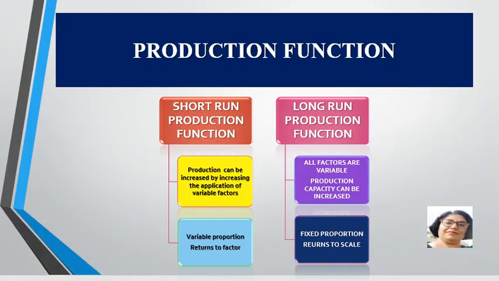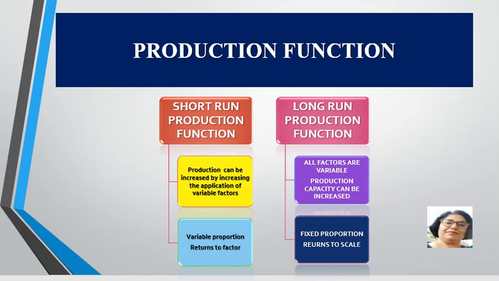Production function is of two types, short run production function and long run production function. In the short run, we could produce only up to the existing capacity. Production can be increased by increasing the application of the variable factors. There are two types of factors, fixed factors and variable factors. Fixed factor cannot be changed, so we have to increase the production by using more variable factor. So there is a varying proportion between the fixed factor and the variable factor, because fixed factor cannot be changed, and by increasing the doses of the variable factor we are going to increase the production.